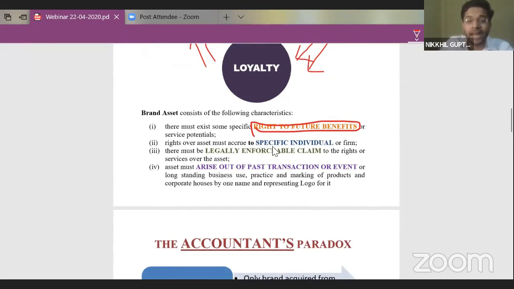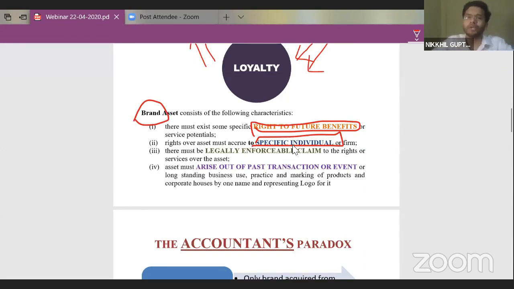Then the right must accrue to specific individuals. Yes, the right of earning the additional value should not be publicly available. So the Nike logo can be used only by the Nike company. It should not be publicly available. It should be available only to specific individuals. And if it is available to specific individuals, then we say that that individual has a brand asset.